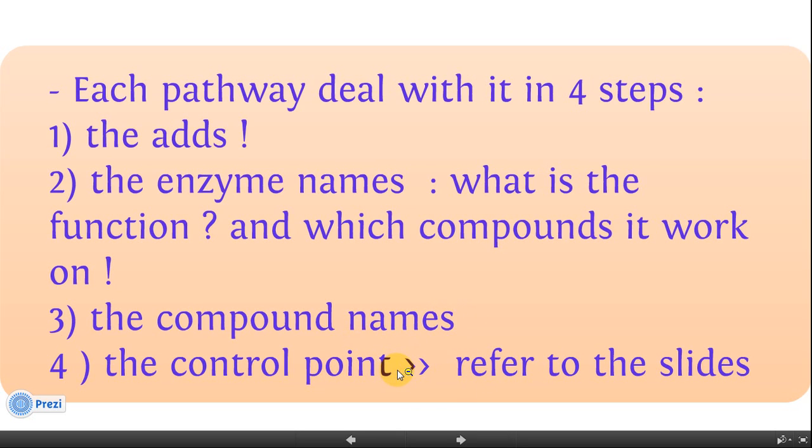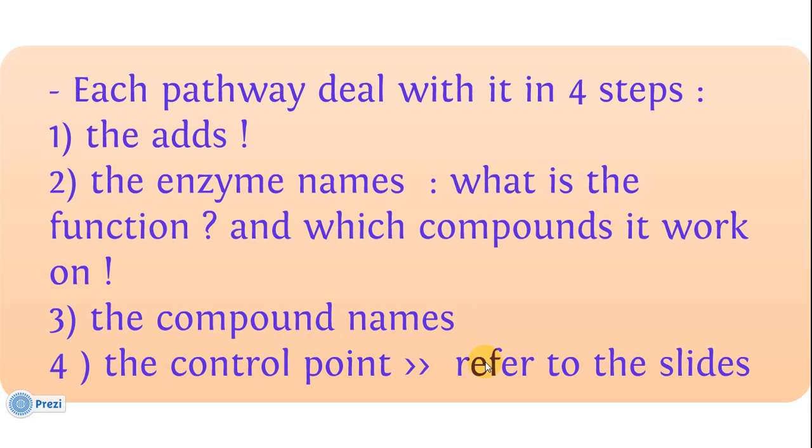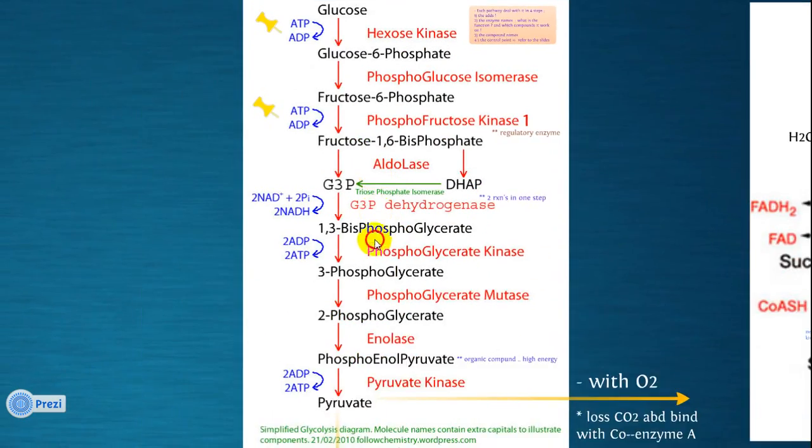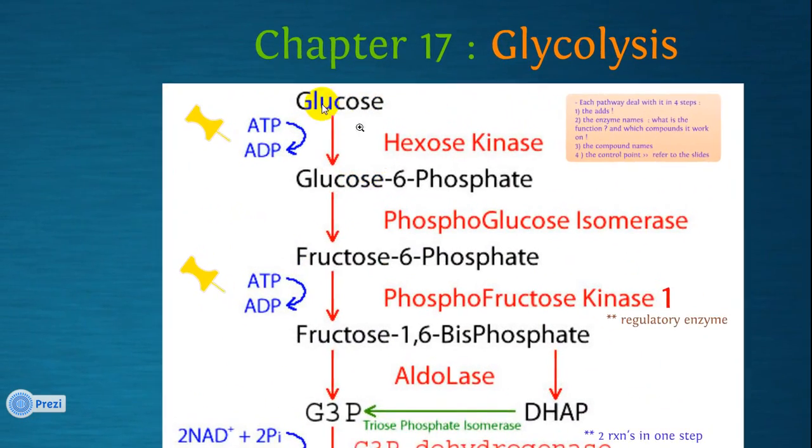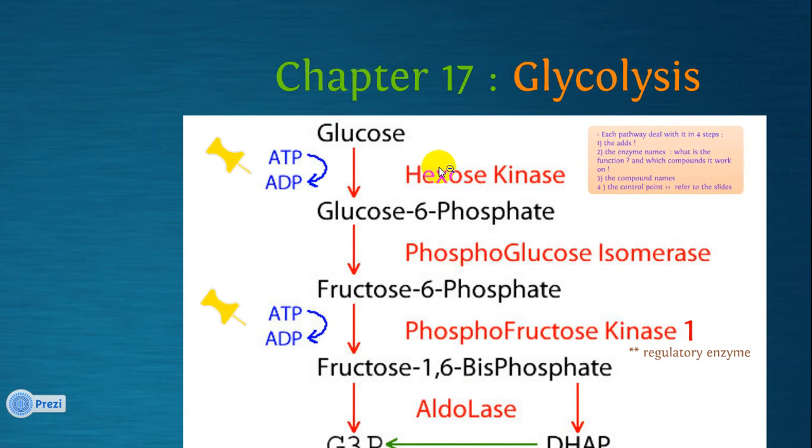And the control point. Here, the control point, I will leave it to you to refer to the slides, because you are not required to know the control points of all the pathways, but only a few pathways. And I will show you the control point in this pathway. So let's begin with the glycolysis pathway. We will begin with glucose. Now, how to study this pathway? Very easy. Just start with the first reaction.